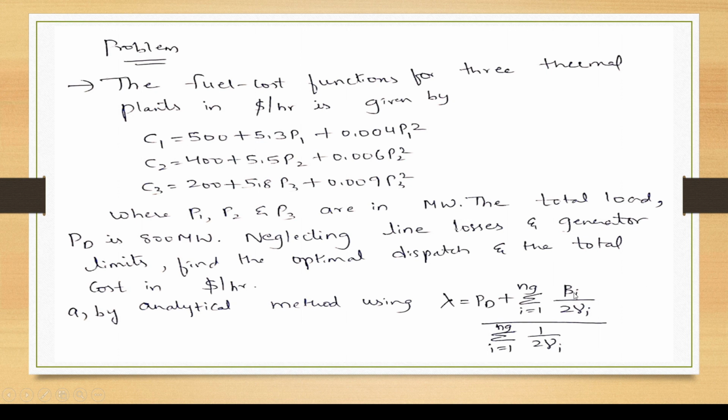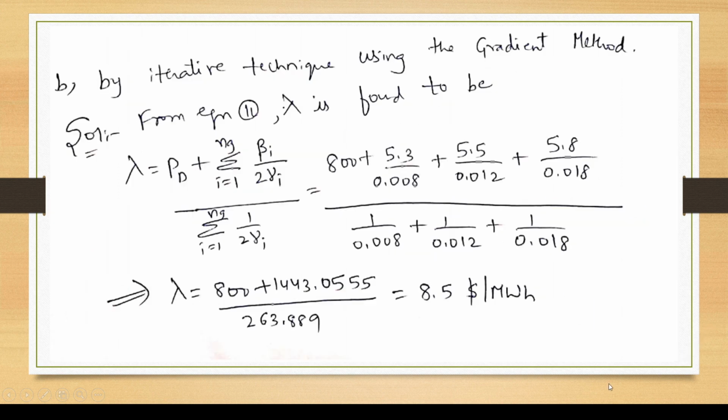So beta 1 by 2 gamma 1. What is beta 1? 5.3 divided by 2 into 0.004. So 2 into 0.004 will be equal to 0.008. So 5.3 divided by 0.008 plus 5.5 divided by 0.012 plus 5.8 divided by 0.018. The same thing I am writing here: 5.3 by 0.008 plus 5.5 by 0.012 plus 5.8 by 0.018.